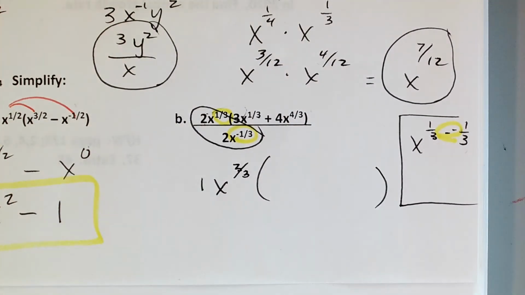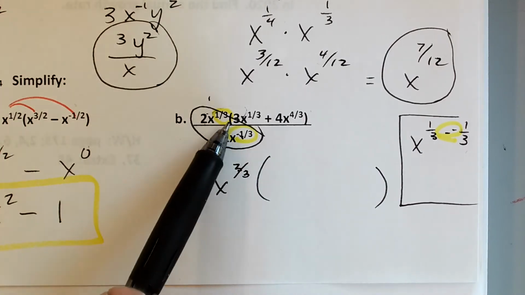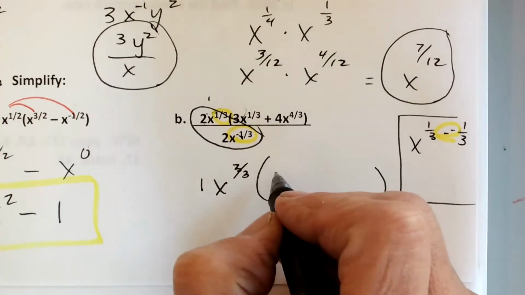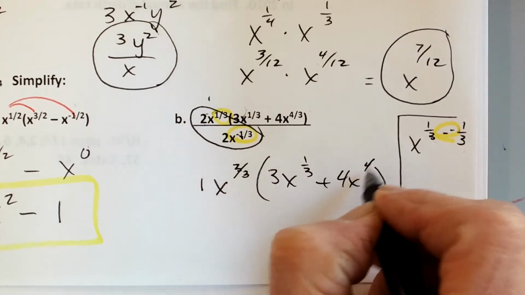You okay with what I did? Subtracted a negative. Or I could just bring it up. That's another thing, I just bring it up. And if you think about it, if you bring it up, you get x to the 2/3 either way, right? And then we still have times the 3x to the 1/3 plus a 4x to the 4/3.